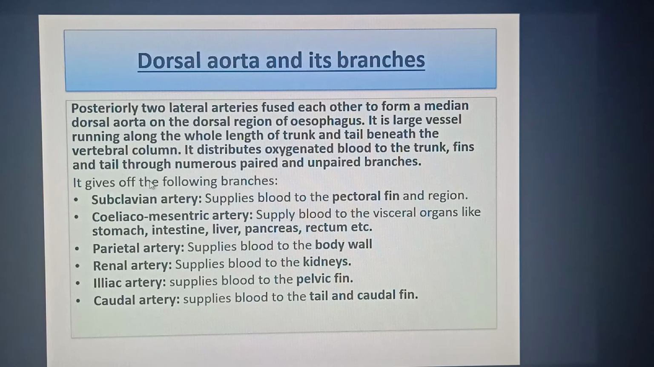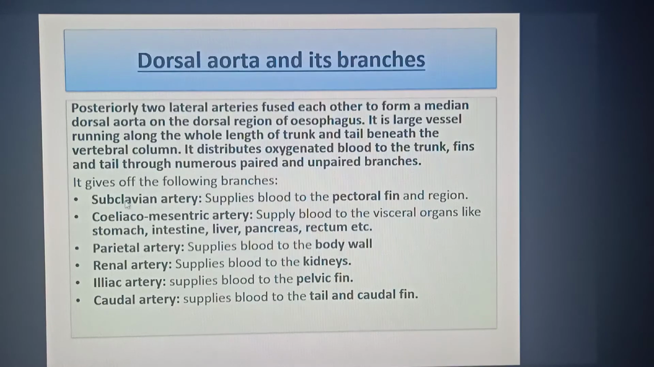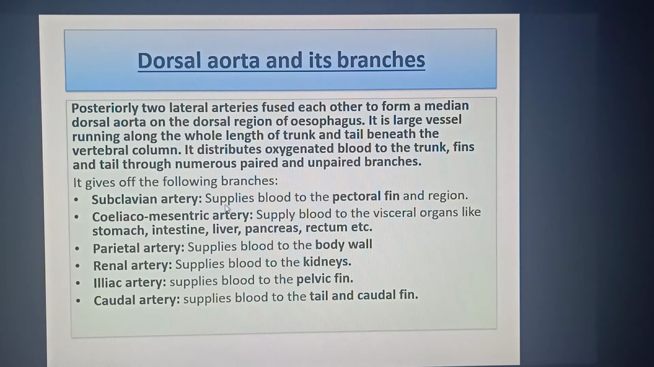The branches of the dorsal aorta: first of all, the subclavian artery. Subclavian artery supplies blood to the pectoral fin. Celiaco-mesenteric artery supplies blood to the visceral organs like stomach, intestine, liver, pancreas, rectum, etc. Parietal artery supplies blood to the body wall. Renal artery supplies blood to the kidneys. Iliac artery supplies blood to the pelvic fin. Caudal artery supplies blood to the tail and caudal fin. So this is about the arterial system of fish.